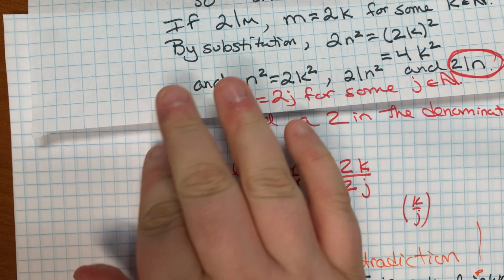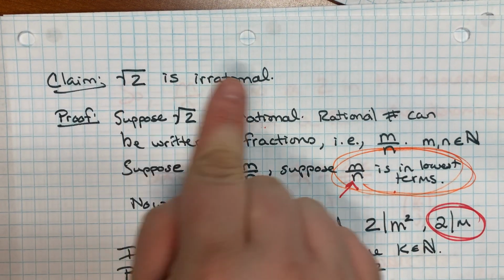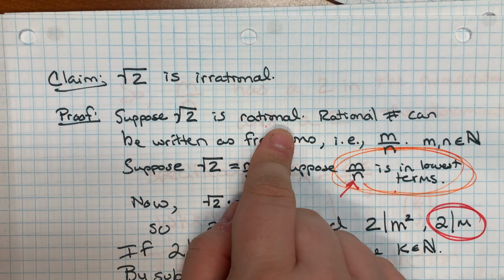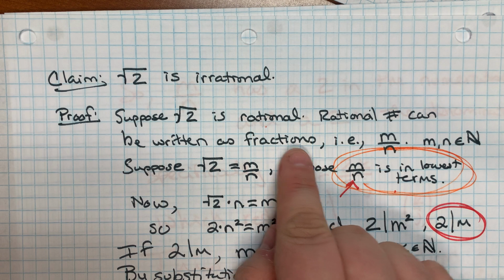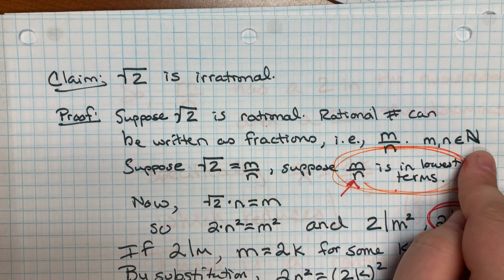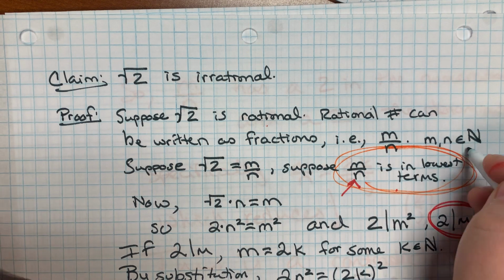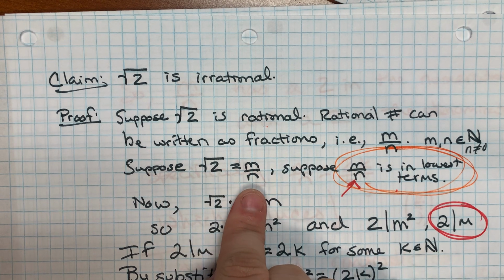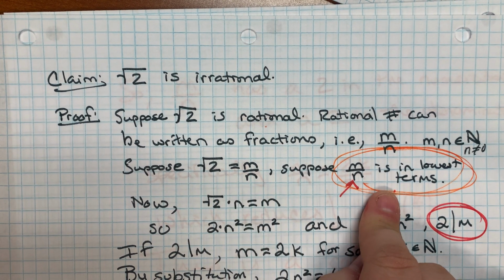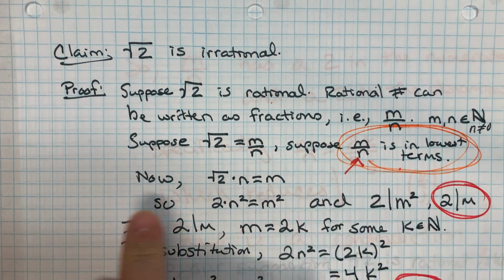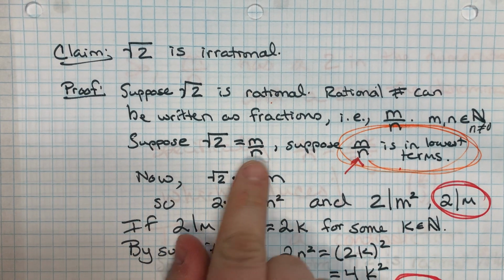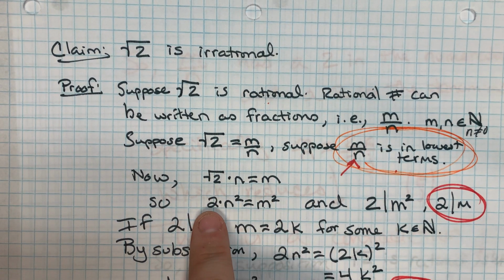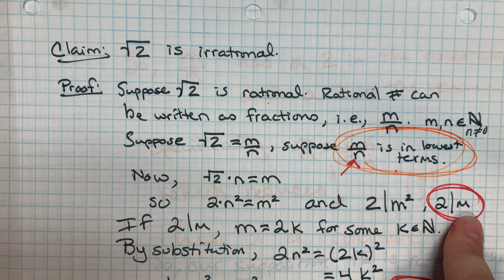So to talk through that again, I wanted to show that the square root of 2 was irrational. Well, I said, suppose the opposite's true, that it's rational. And since it's rational, it can be written as a fraction, namely some m over n, where m and n are natural numbers, and n isn't 0, right? So we'll add that restriction. n can't be 0. So suppose that the square root of 2 is that rational number, m over n, and it's in lowest terms. Well, the square root of 2 times n equals m, so we can square both sides, and we get that 2 divides m squared, and 2 divides m.